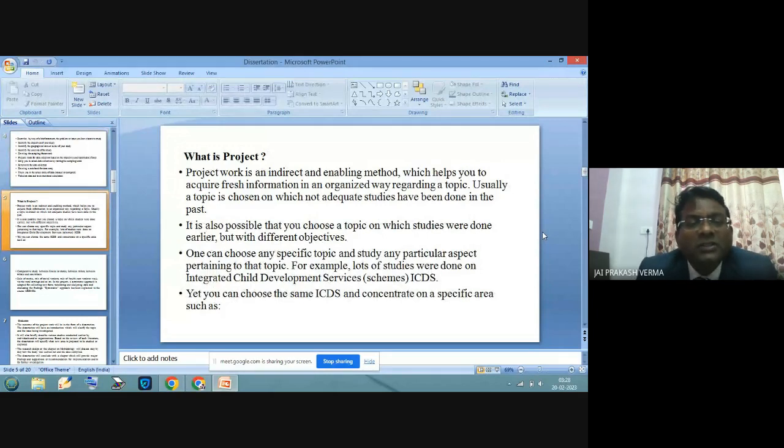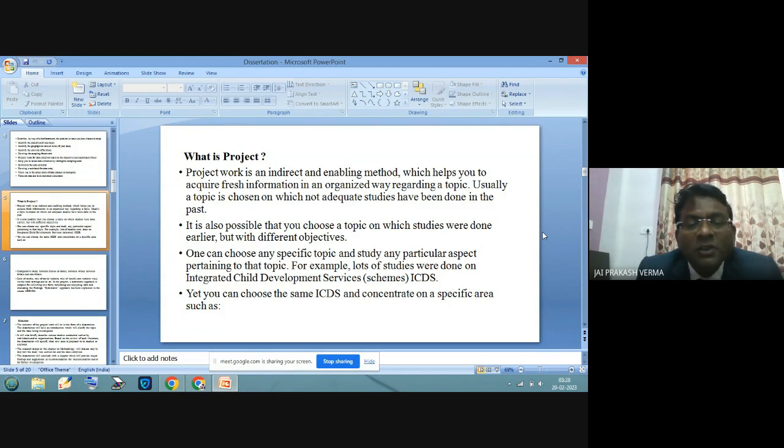When we talk about a project, friends, a project is an indirect and enabling method which helps you acquire fresh information in an organized way regarding a topic. It's very simple. Usually, a topic is chosen on which adequate studies have not been done in the past. You must choose a topic in which there is some research gap, some scope for further research, and you think adequate studies have not been done. So your topic must be related to such work.